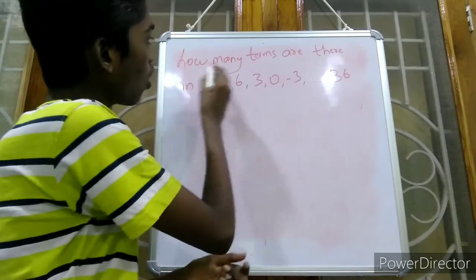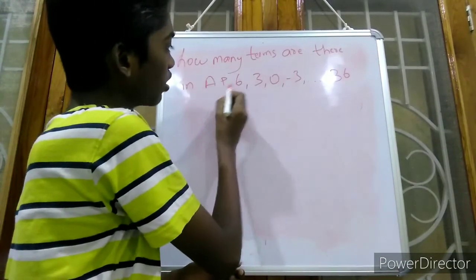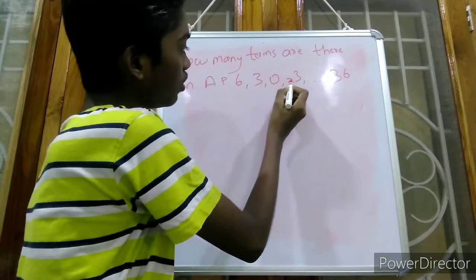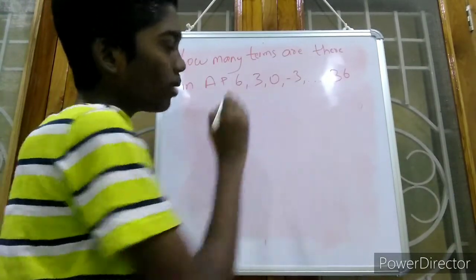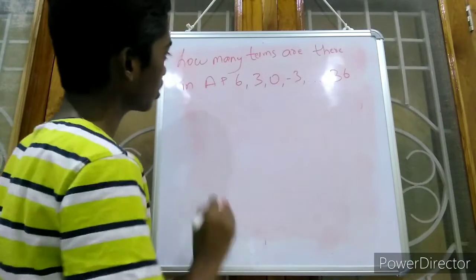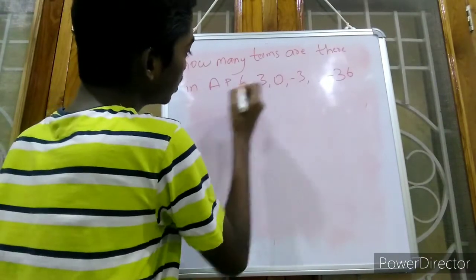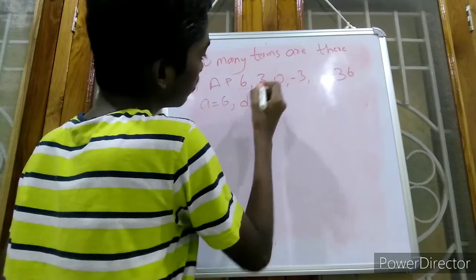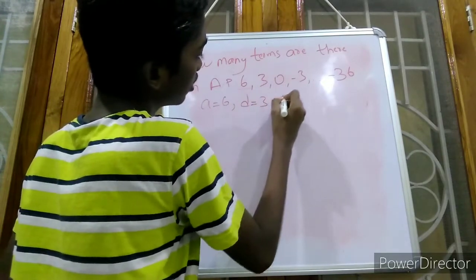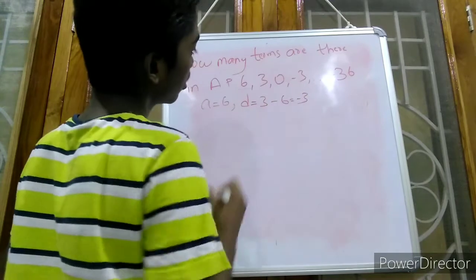Second question is, how many terms are there in the arithmetic progression 6, 3, 0, minus 3, up to minus 36? So friends, here we need to find how many terms are there in this arithmetic progression. So let us find. The first term is a is equal to 6 and the common difference d is equal to 3 minus 6, which is minus 3.